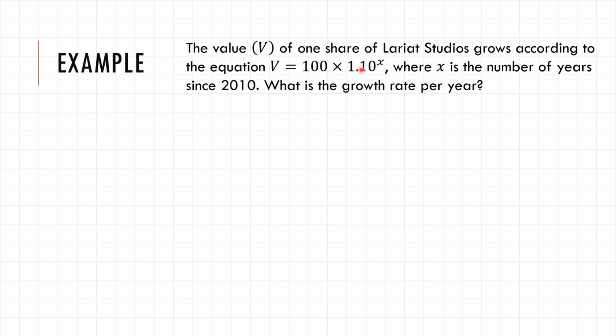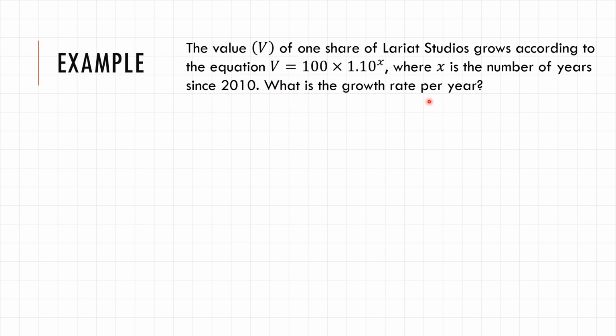Of course, the other way to recognize this, and this is connected to today's lesson more, is to realize that in an exponential equation, the number in front that's being multiplied by the power is your initial value. And so in this example, 100 was the initial value of one share of Lariat Studios. So in 2010, one share was worth 100.